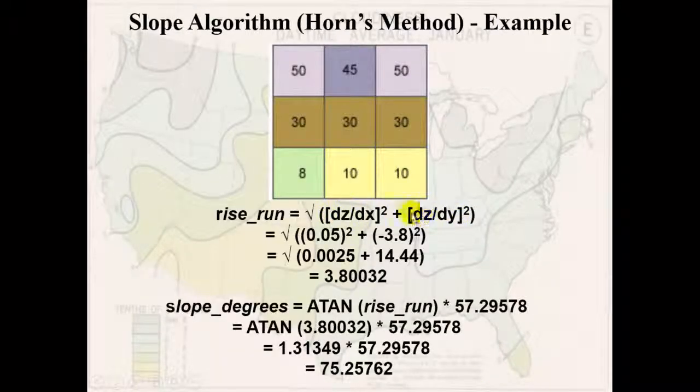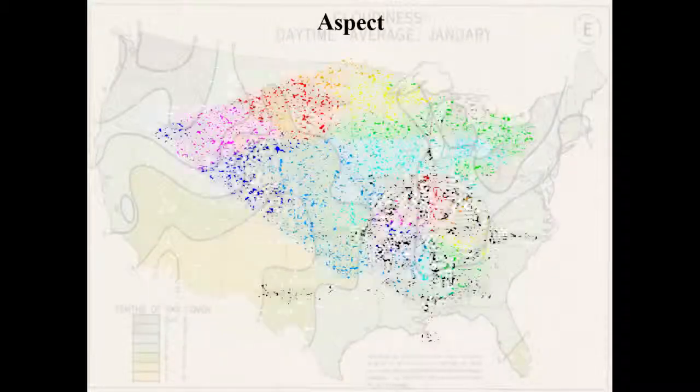We square those two, add them up, and take the square root. We get this number. We calculate the angle whose tangent is that. This thing is going to convert it into degrees, and we see that the slope is 75 degrees, pretty steep slope. So that's what it's doing. It's going through, in a focal neighborhood operation, going through the raster and calculating the slope for every cell.